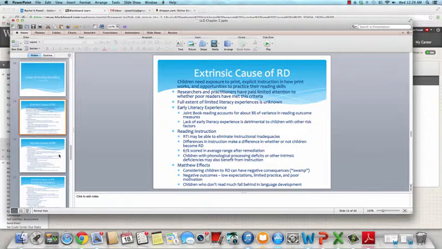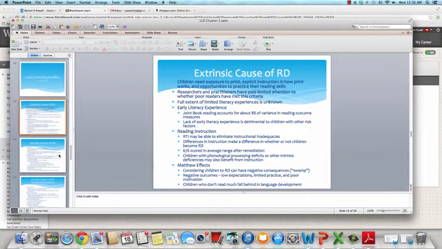In regards to early literacy experience, as we talked about before, joint book reading accounts for only about 8% of the variance in reading outcome measures. So essentially, you're not going to have a lot of children who did not receive joint book reading who end up being reading disabled. It's a very small percentage that joint book reading affects a child's reading ability. But we do know that lack of early literacy experience is detrimental to children with other risk factors, like I was saying, the low literacy exposure, culturally, linguistically diverse backgrounds. You factor that in with lack of literacy exposure, and they're at higher risk.